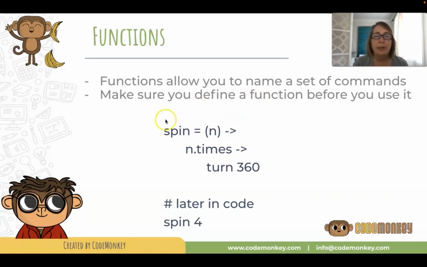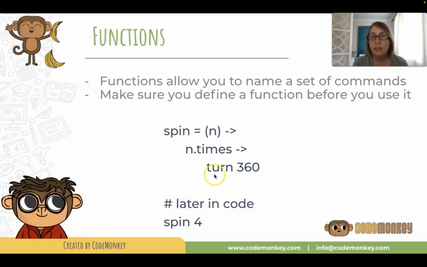So here's an example. I have a function that I'm defining called spin. Then I have an equal sign, and in parentheses is the parameter of my function, more on that later, dash greater than sign. And then within the function, you can use that parameter. So your function becomes kind of like programmable. You can pass different values into this parameter, and your function can do slightly different things each time.